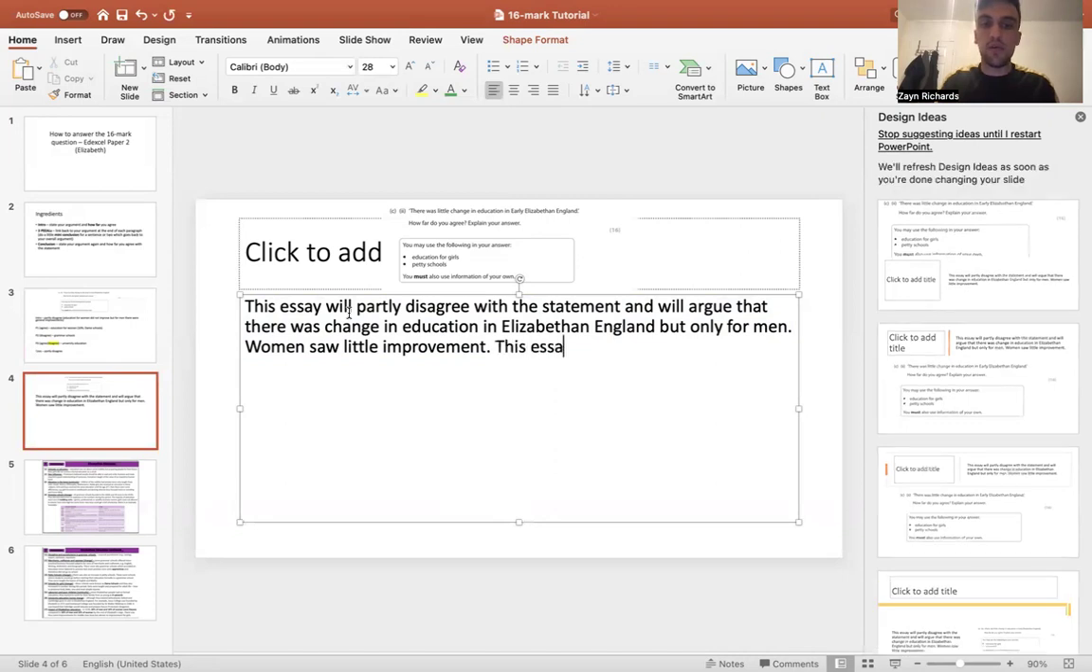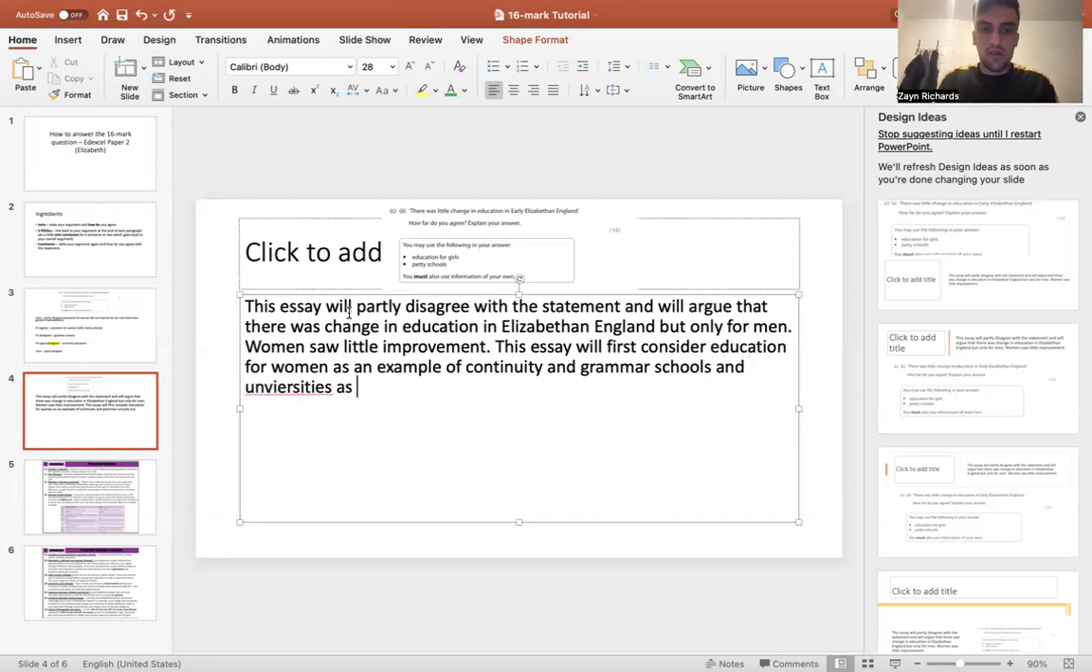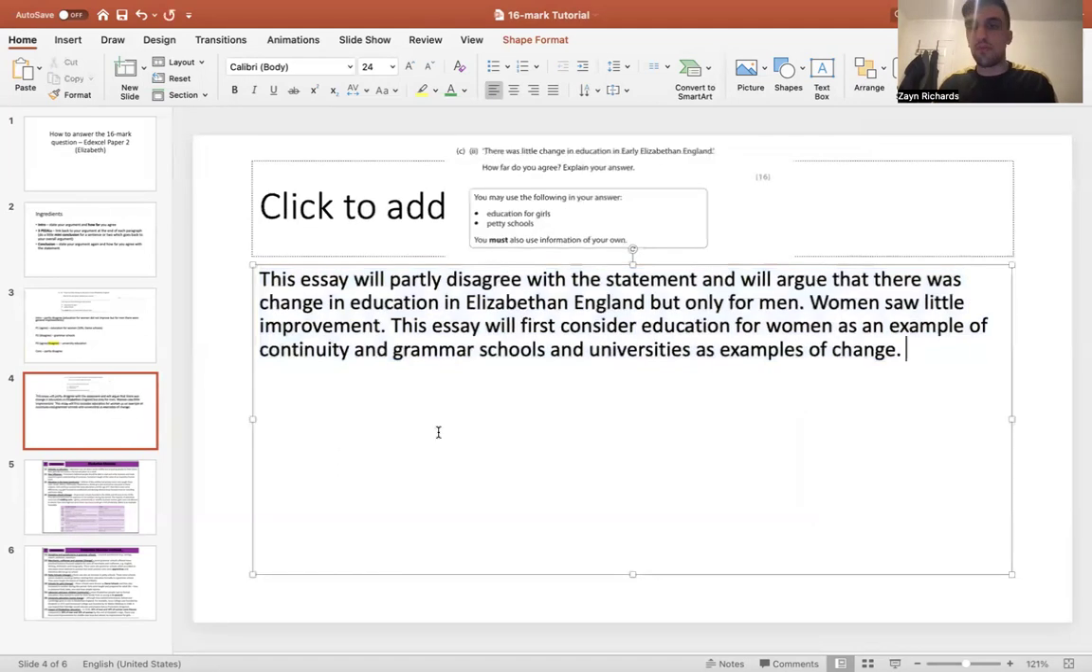So this essay will first consider education for women as an example of continuity, and grammar schools and universities as examples of change. Okay, now a lot of you are probably thinking, well, the men at the bottom of society didn't see much of an improvement.